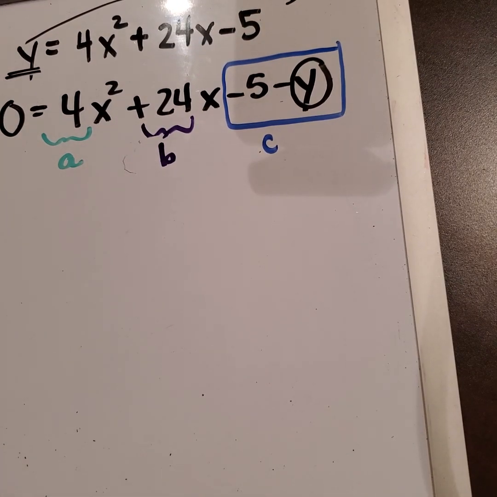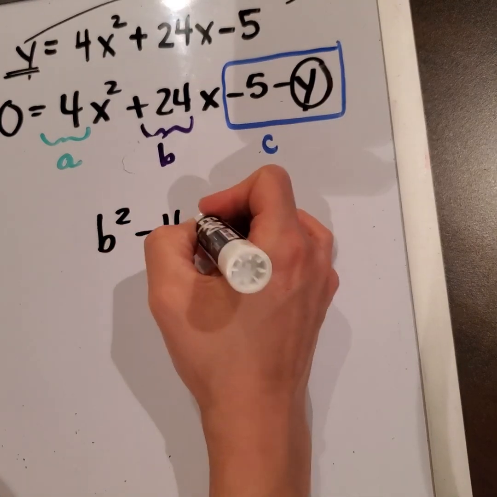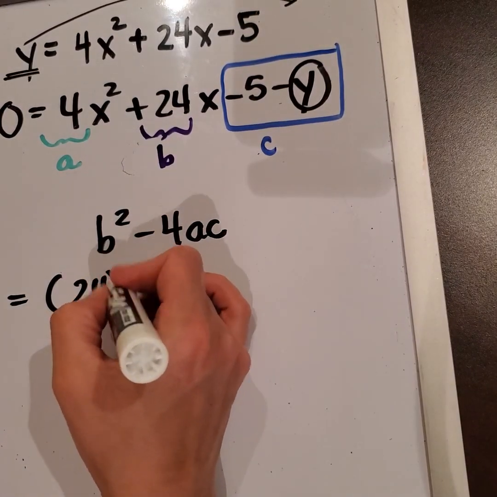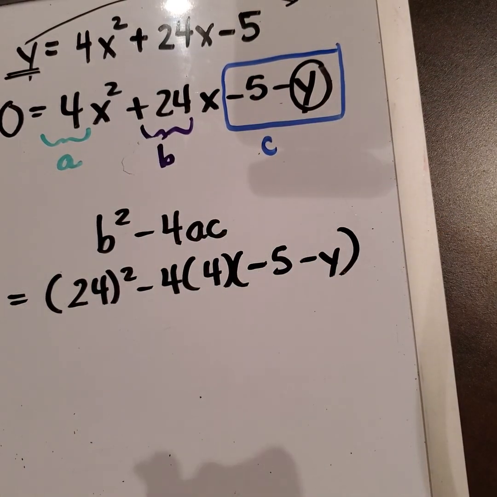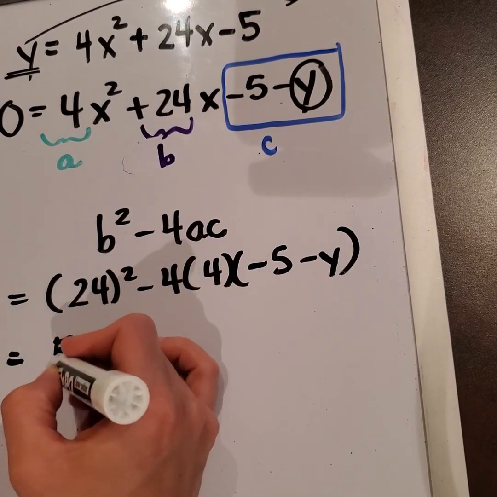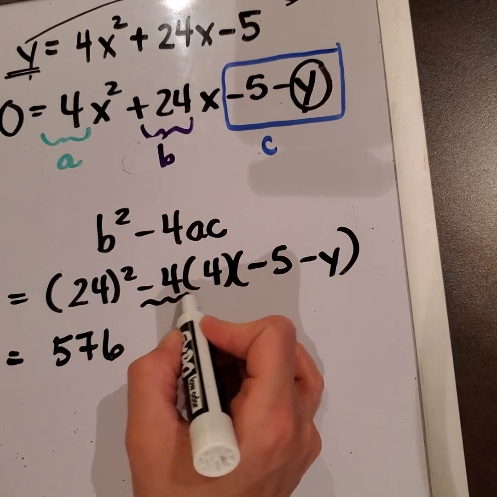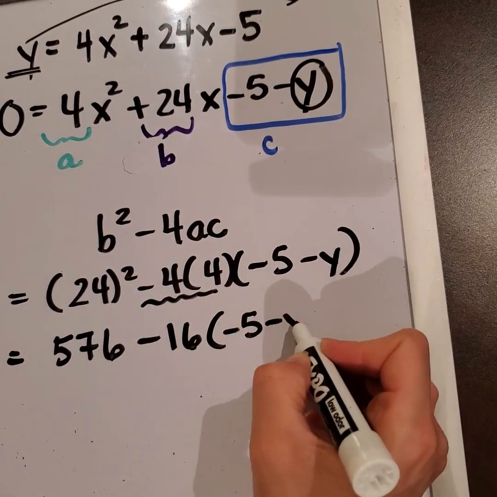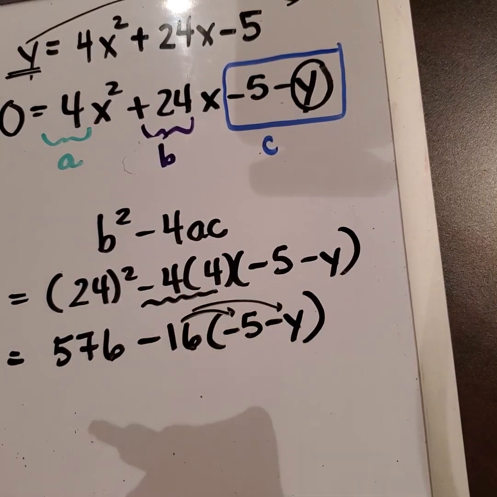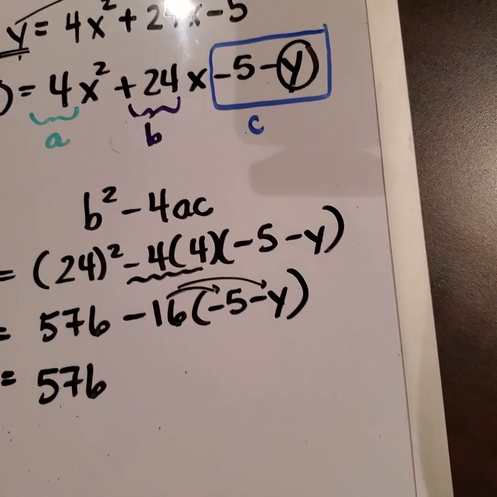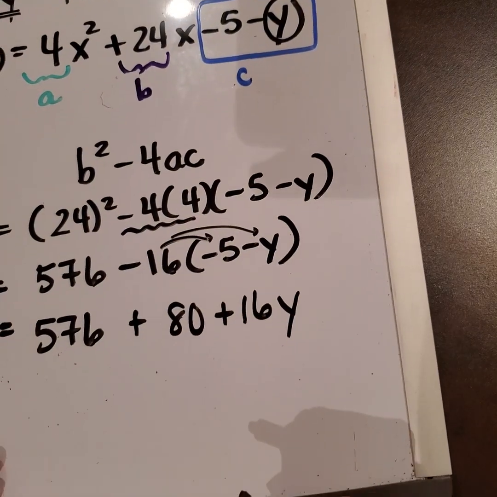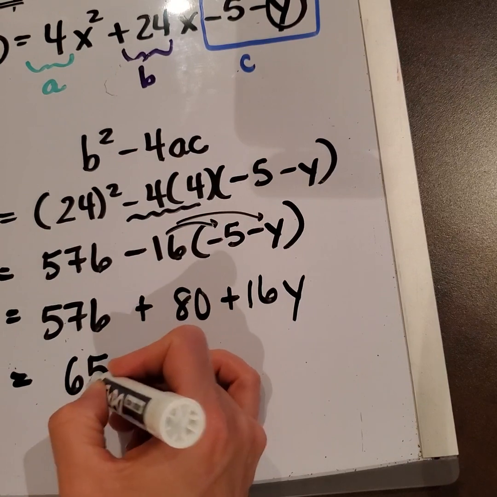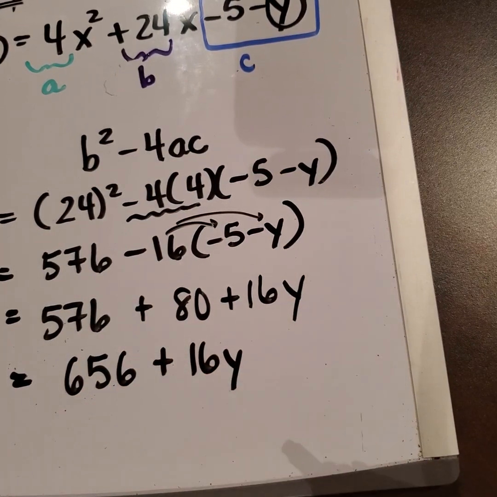We're going to go ahead and plug those values into the formula for the discriminant. Okay, so the discriminant is b squared minus 4ac. b is 24. a is 4. c is all this. Okay, and now we just have to be really careful. So 24 squared is 576. Here, I'm going to multiply these guys together. I get -16, and then I'm going to have to distribute that -16 into this bracket. So I get 576 plus 80 plus 16y. We want to be really careful with signs. And now we're going to go ahead and collect like terms. So 656 plus 16y is the value of the discriminant.